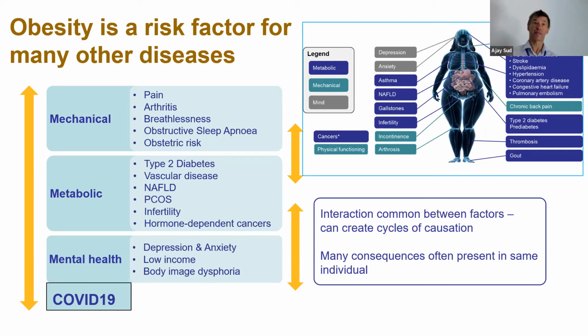And the other point to make here, which is what these yellow arrows are showing, is the fact that these things all interact. And certainly when I look at the populations we're looking after in our services in Liverpool, about 80% of the people that we're seeing are from the most deprived 20% of the population, and most of them have more than one obesity-related complication.